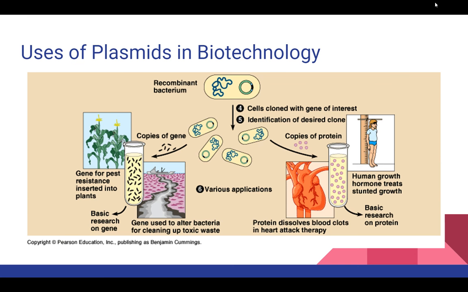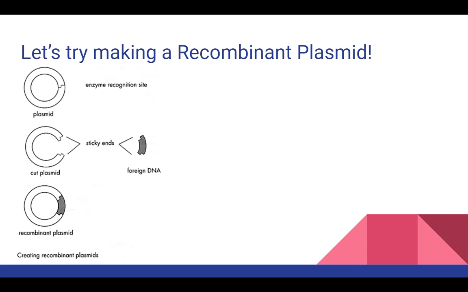Okay? All right, so when we do this, we need to make a plasmid, we need to make some DNA, and we need some restriction enzymes to use. So we're going to start just by putting together the pieces for this activity.